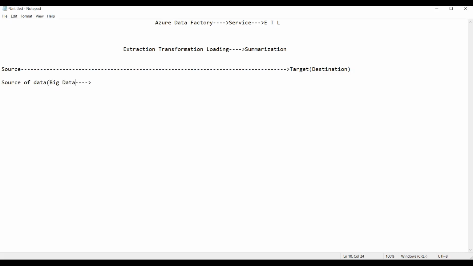So guys, what are the sources of big data? We can get data from what? Social networking sites. I'm writing in shortcut: social NS means social networking sites. Then what are the other sources of getting the data? Human generated data. Then what is another source of getting the data? We have machine generated data, guys. I'm writing the shortcuts.